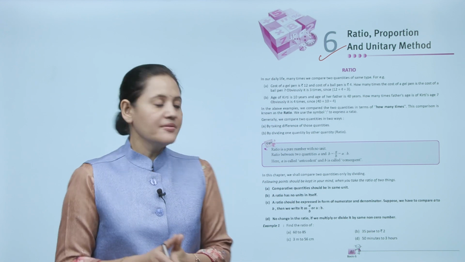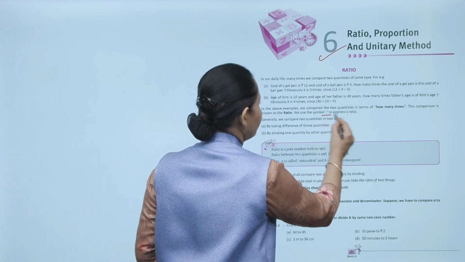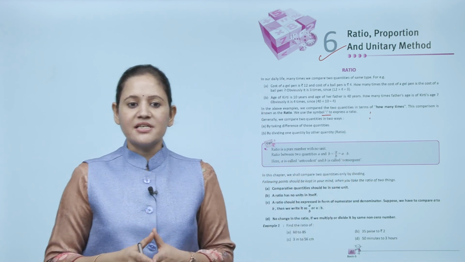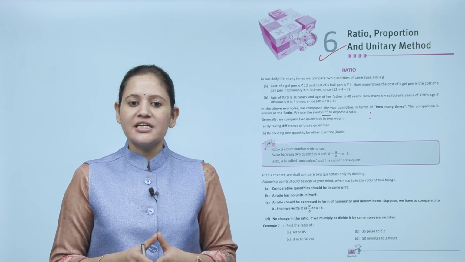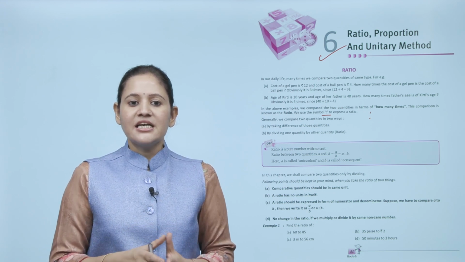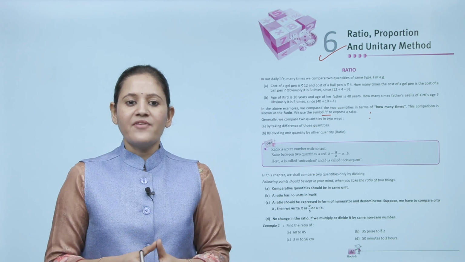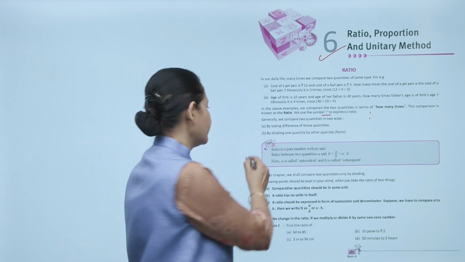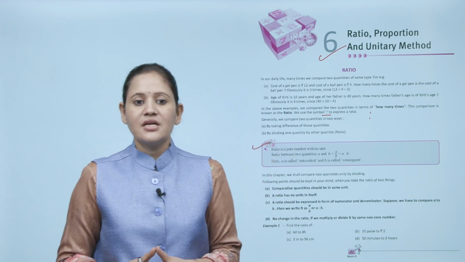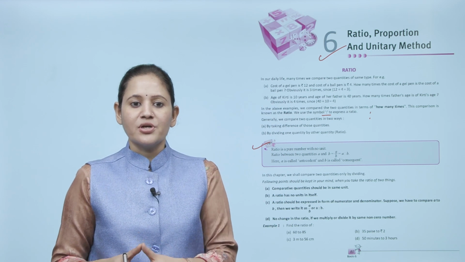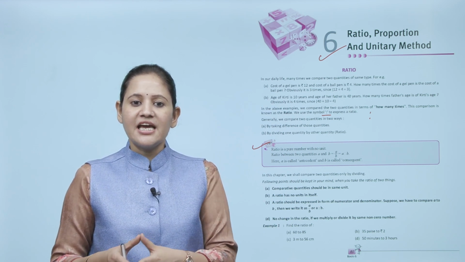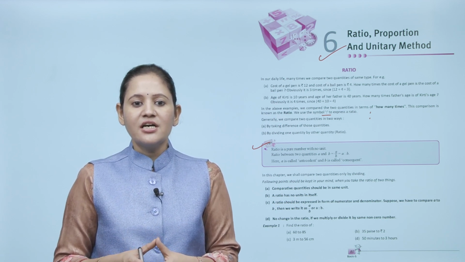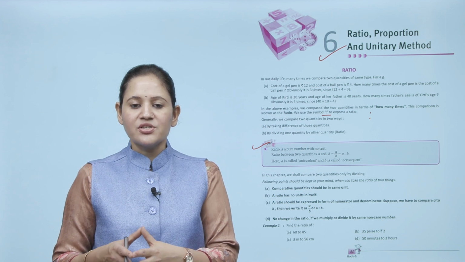We use a symbol to express the ratio. Generally, we compare two quantities in two ways: by taking the difference of those quantities, or by dividing one quantity by the other quantity, that is ratio. Tips: ratio is a pure number with no unit. The ratio between two quantities A and B equals A upon B or A ratio B. Here A is called the antecedent and B is called the consequent.